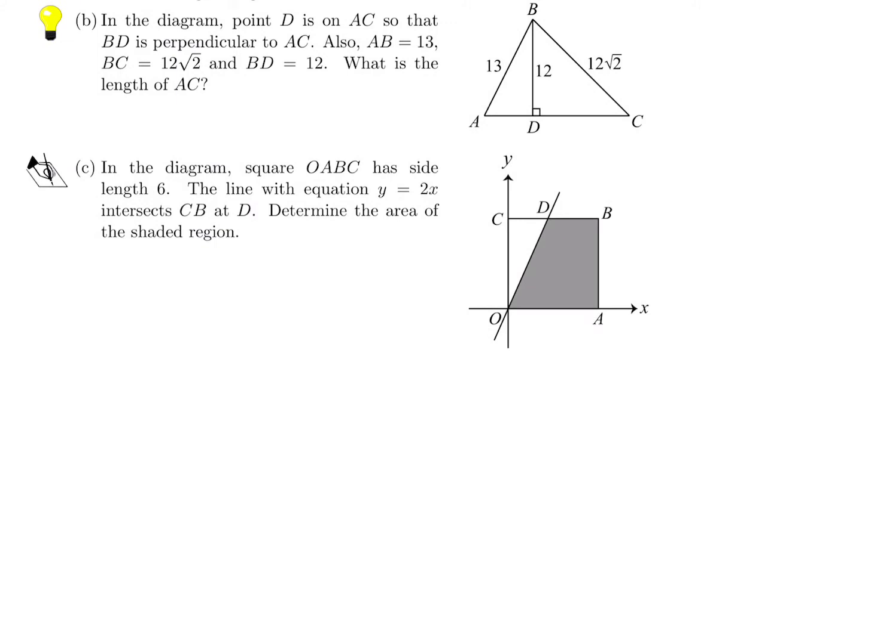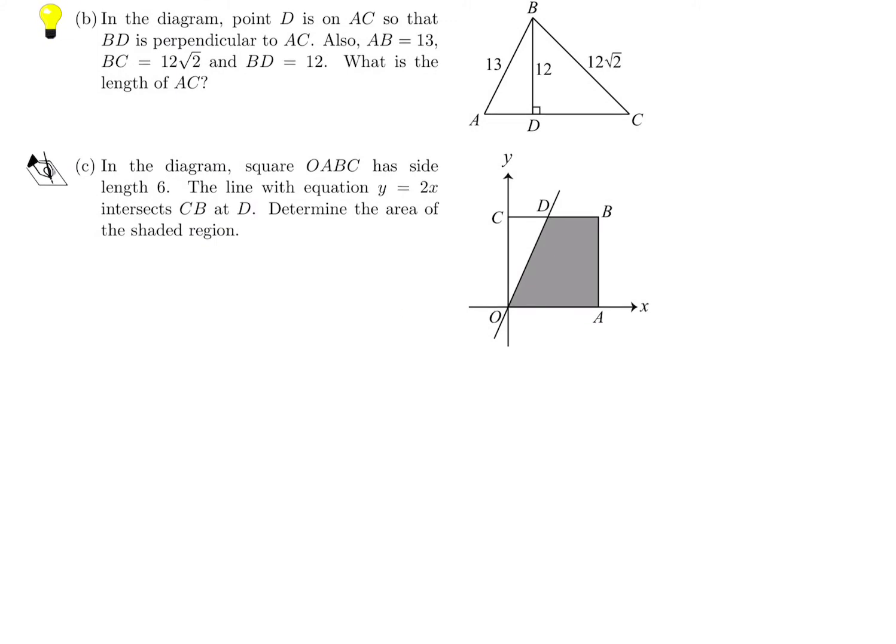In the diagram, point D is on AC, so that BD is perpendicular to AC, and also AB is equal to 13. BC is 12 root 2, and BD is 12. What is the length of AC?